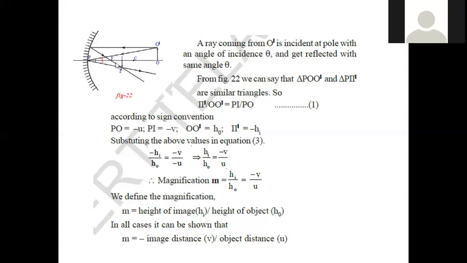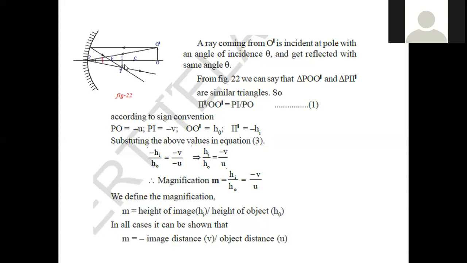Now let us move on to PI. From P to I, we are again moving in the reverse direction. This is the image. The image distance is always denoted with v, but since it is in the reverse direction, the sign convention gives minus v. Then OO' is always denoted with HO, the height of the object, and I'I is the height of the image.